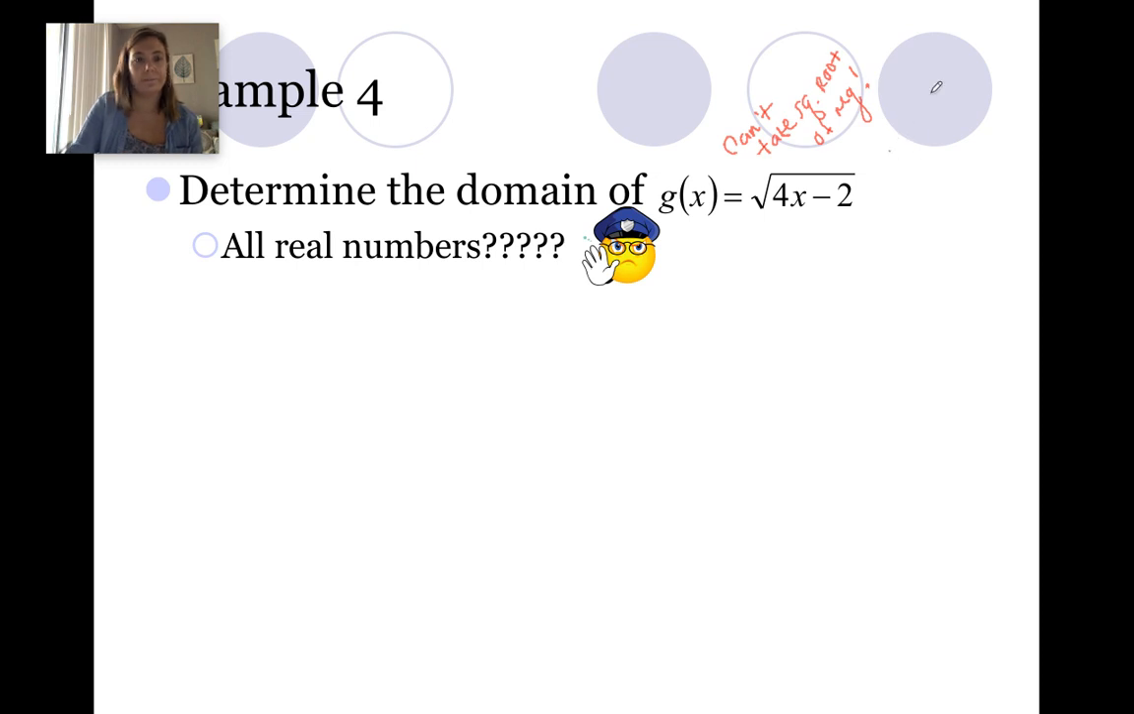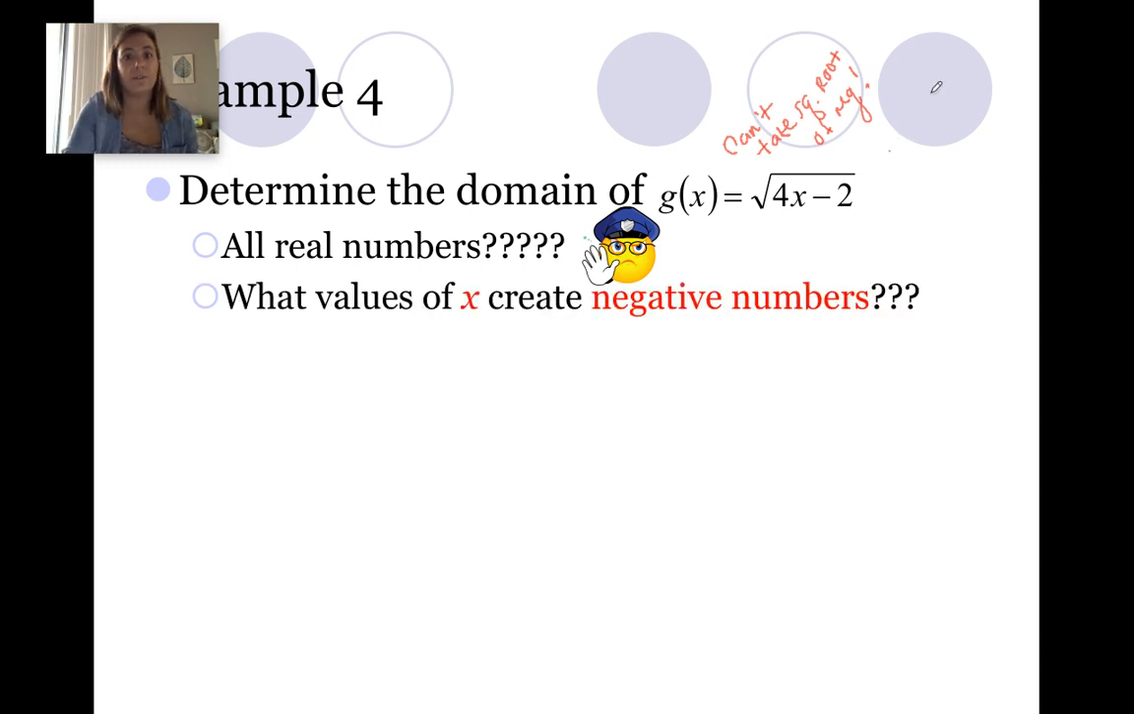Right? That's one of the domain busters. What values of x create those negative numbers? Well, what's going to make this negative? Let's figure out what makes it 0. Let's take that and set it equal to 0. What do you get for x when you solve this? Add 2, and you're going to get 4x equals 2. X equals 1/2, right? When x is 1/2, g of x will be 0.